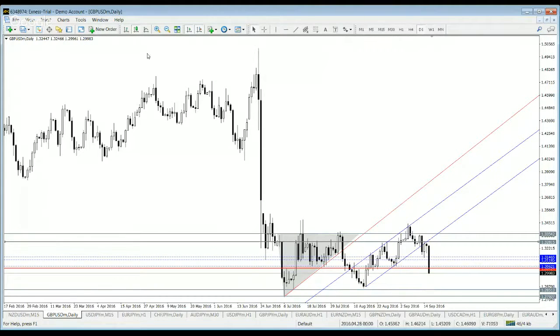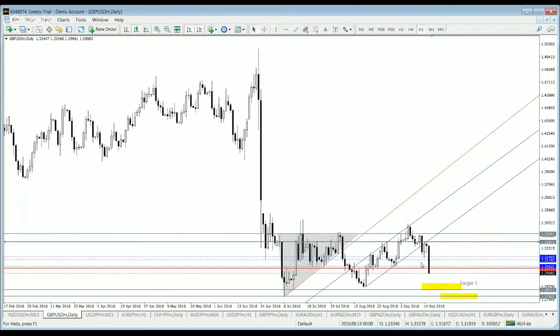So the immediate first target would be around here. The next target would be somewhere here. Let me insert text for you. So this would be target 1 and this is target 2.